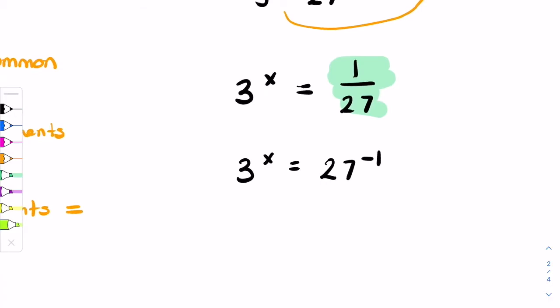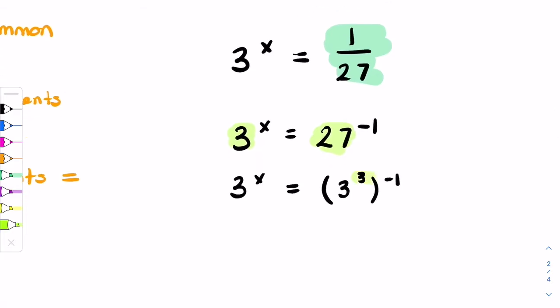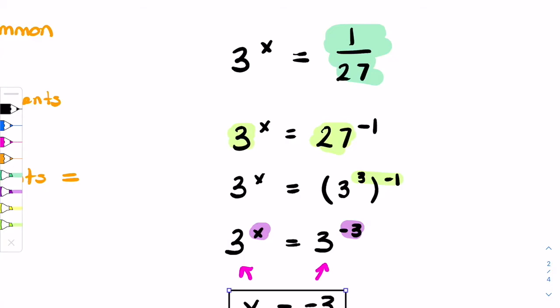Now that we got to this point, we can convert to common bases. We cannot break 3 to the power of x down any further, but we can break down 27. This equals 3 cubed raised to the power of negative 1. We can simplify any exponents, and if you have a power of a power, you multiply them together. 3 to the power of x is equal to 3 raised to the power of negative 3. Because we have the same base, we can set our exponents equal. Our exponent tells us that x is equal to negative 3.